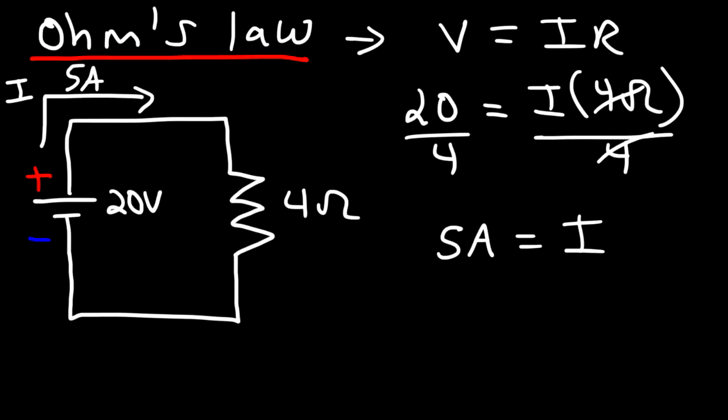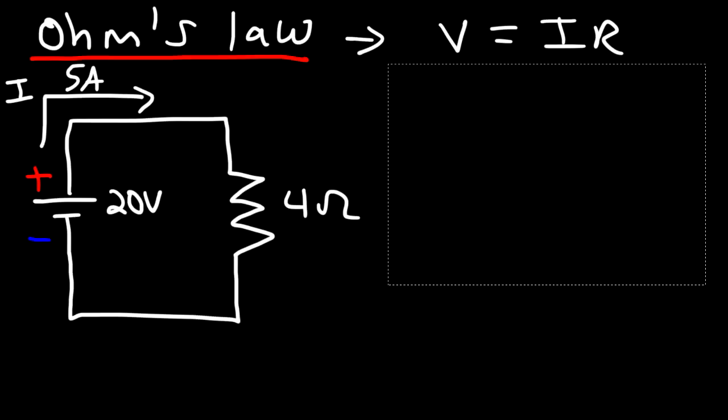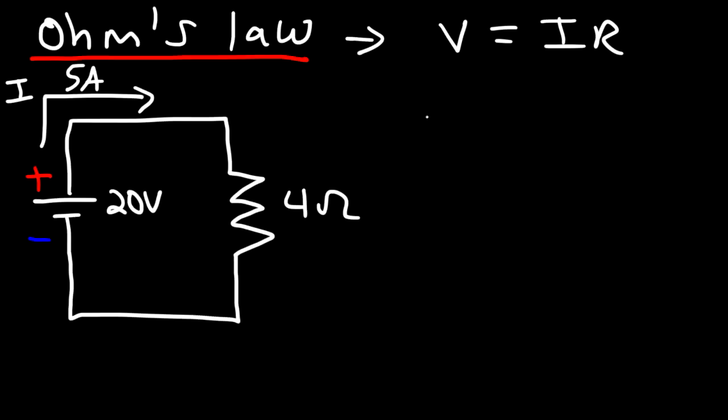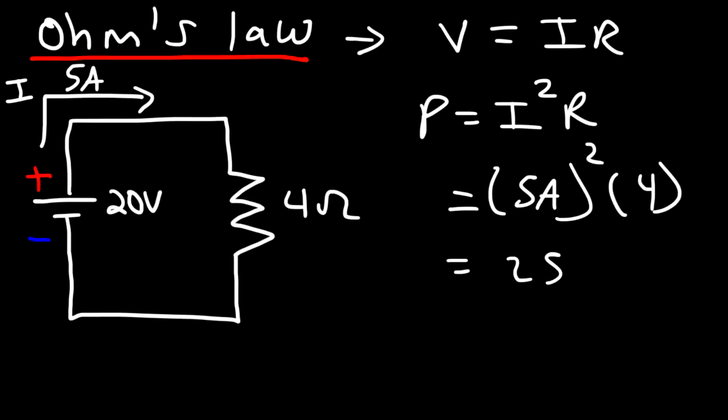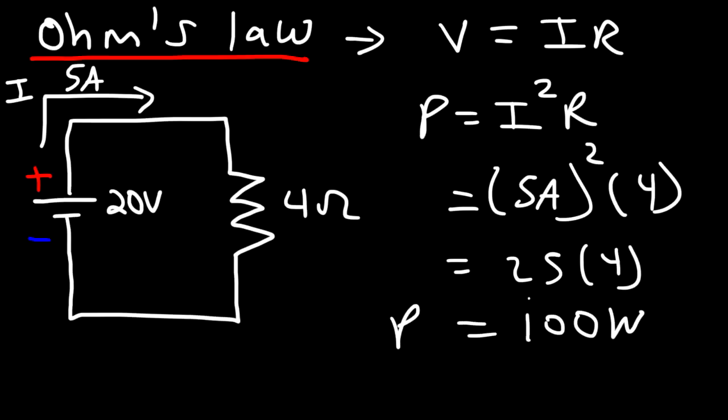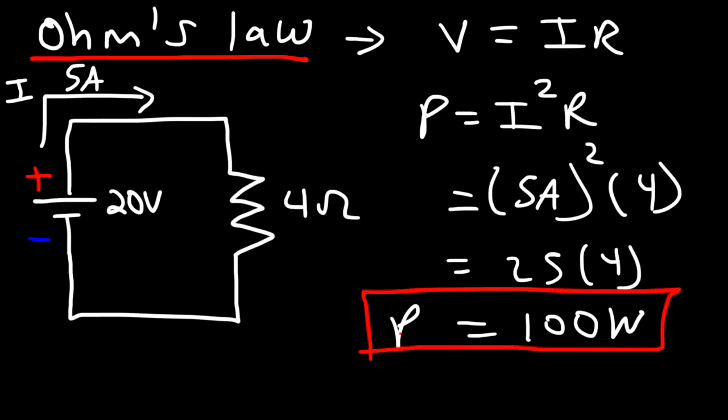Now, how much power is consumed by this resistor? To find the power dissipated by the resistor, you could use this equation, I squared R. So the current flowing in a resistor is 5 amps, and the value of the resistor is 4. 5 squared is 25. 25 times 4 is 100. And the unit for power is the watt. So this resistor dissipates 100 watts of power. Now power is the rate at which energy flows. So it's energy divided by time.